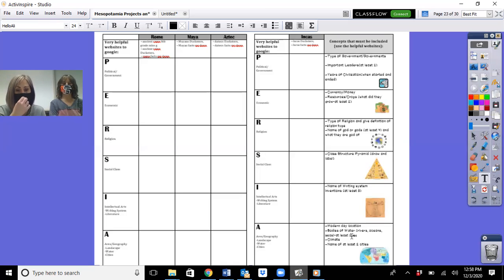Last is going to be area and geography. Oh, Miss G just knocked over her stick. Stick just took a fall. He does not like our video.